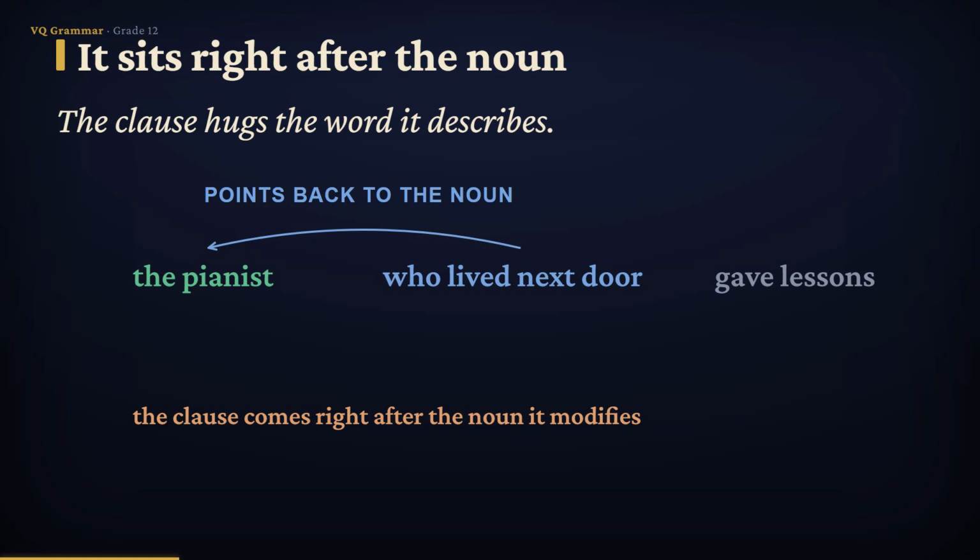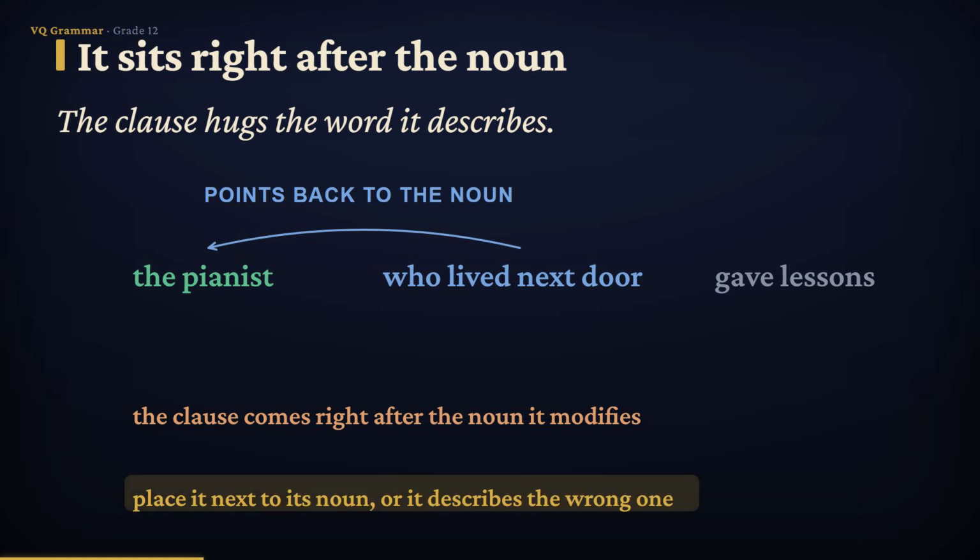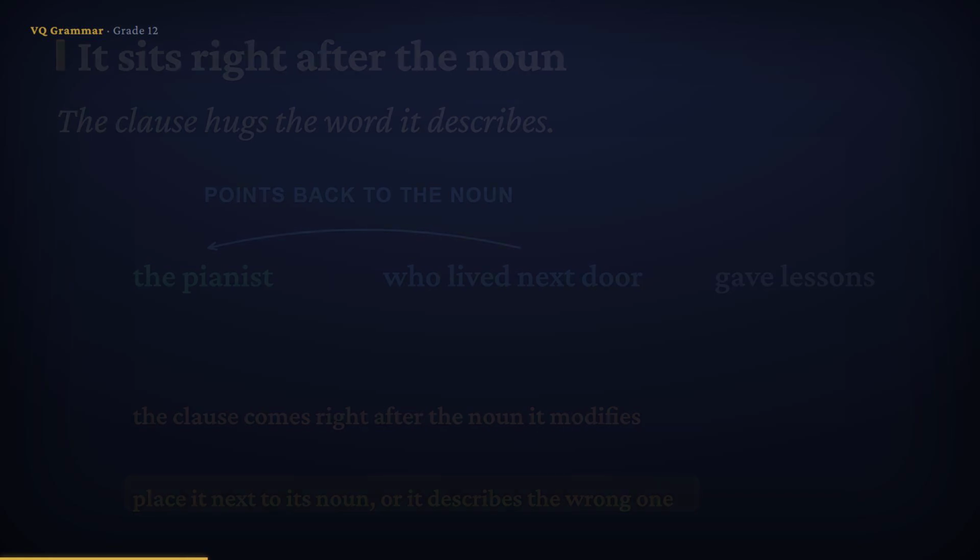That closeness is not optional. If you slide the clause away from its noun, it will start describing whatever word it happens to land beside. So the rule is simple. Park the adjective clause right next to the noun it belongs to.